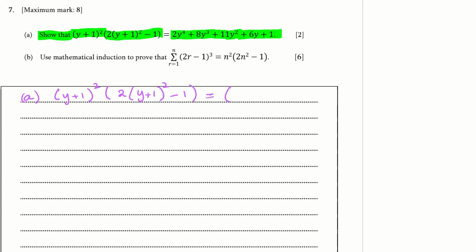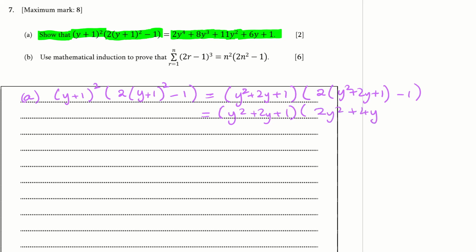Expanding the first bracket gives us y squared plus 2y plus 1. And then if we move to the second bracket, we've got twice (y squared plus 2y plus 1) take away 1. When we multiply all this out and tidy up, we get 2y squared plus 4y plus 1.